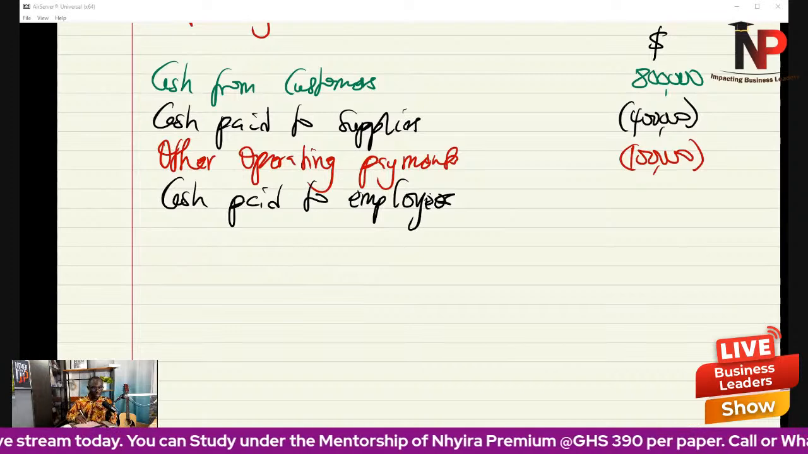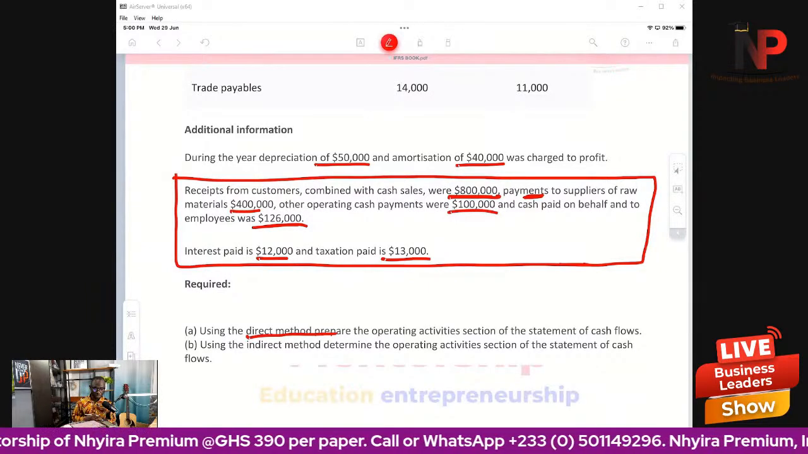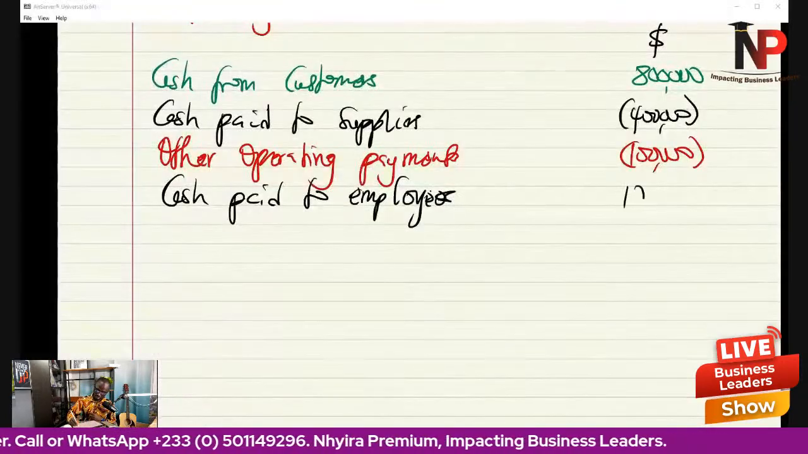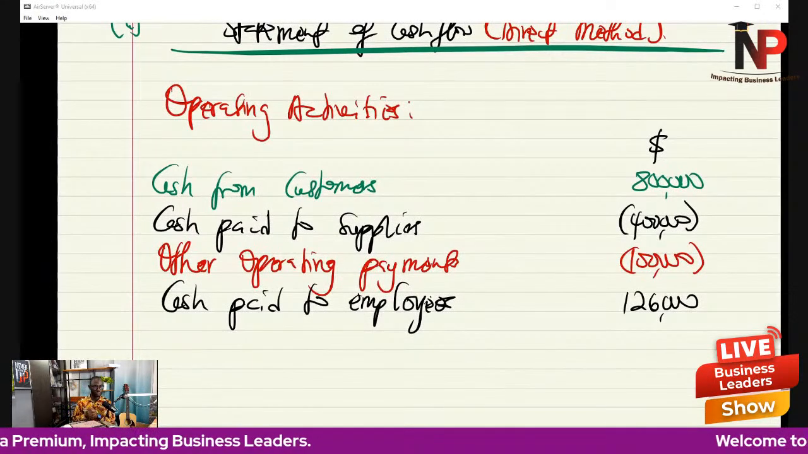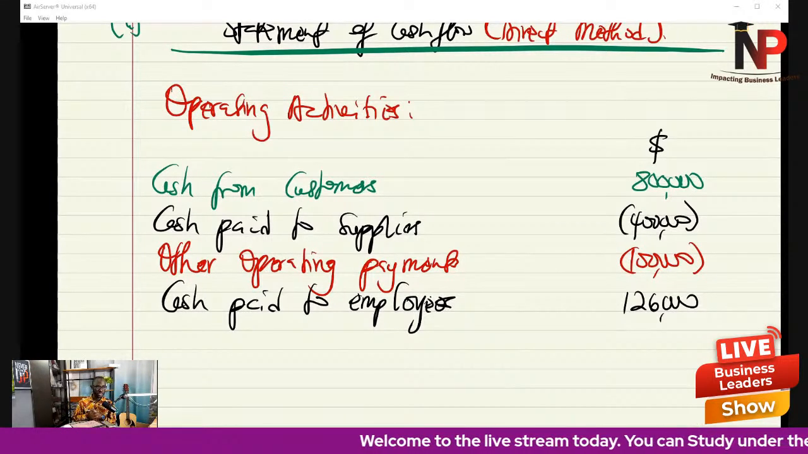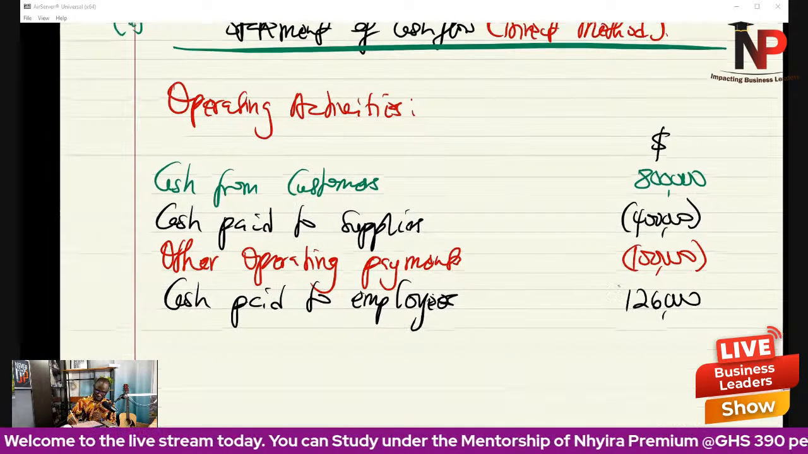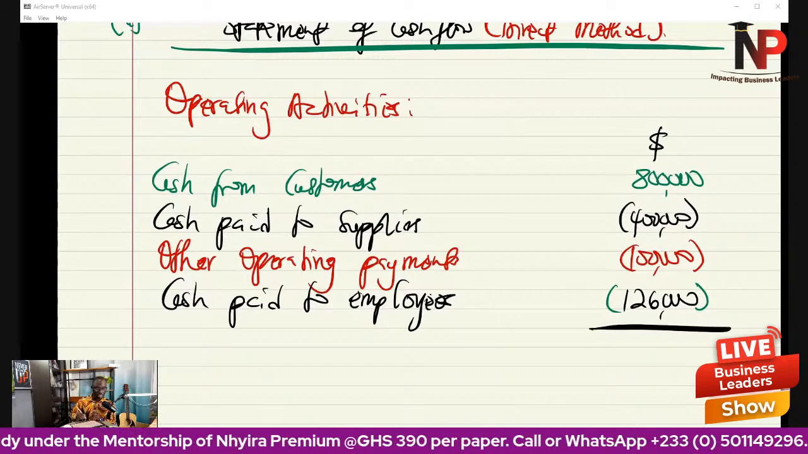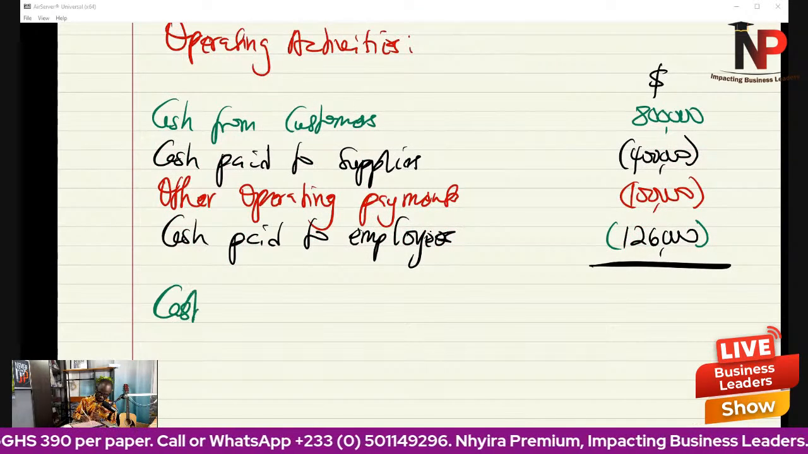That's going to be coming up there. And that will be the issue relating to 126,000. So we bring it up. So we bring cash receipt from customers. We bring cash paid to suppliers, cash paid for operating payment, then payment to our suppliers. That is also a cash outflow. So we bring that up in that particular case. Then we're going to get the net figure there, and that will be cash generated from operations.